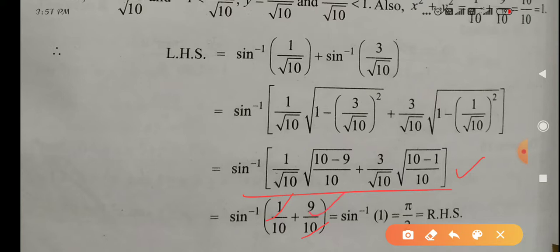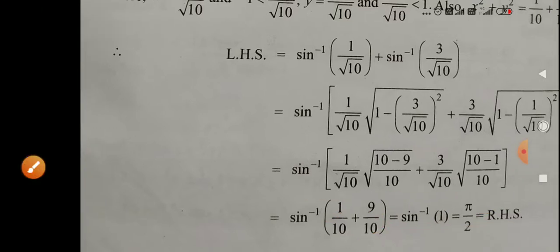It is coming 10 upon 10, sine inverse 1, and 1 is the value of sine 90, you know very well. So 90 means pi by 2. So it is given pi by 2. So like this you can solve the question. One more part is there. You can see the part.